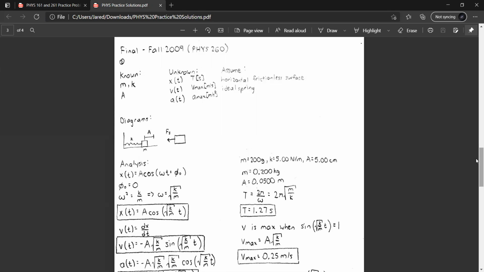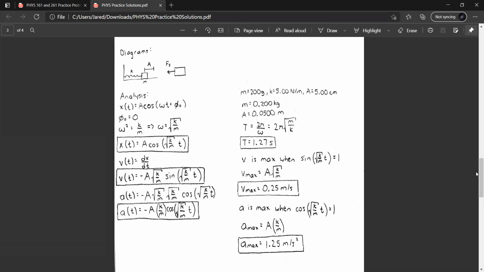So we can assume that the horizontal surface is frictionless and the spring is ideal. So here's our diagram. You can see that the block is connected to the spring. It has a k, and the block has a mass of m, and it's displaced by a. And from this diagram, you can see that on the horizontal component of forces, really only the spring force acts on it. So we don't need to worry about an applied force.